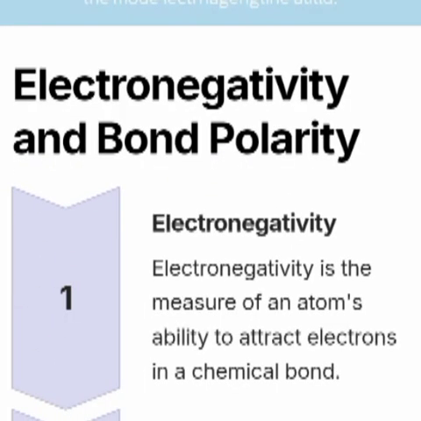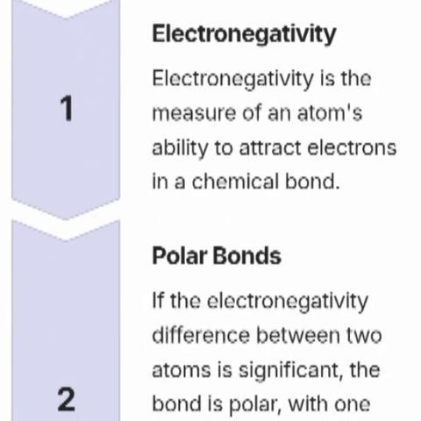Now let's see some properties that enable bond formation. Talking about electronegativity and bond polarity. Electronegativity is the measure of an atom's ability to attract electrons in a chemical bond. If an atom is able to attract electrons more than the other in a chemical bond, that bond is going to be ionic or polar.